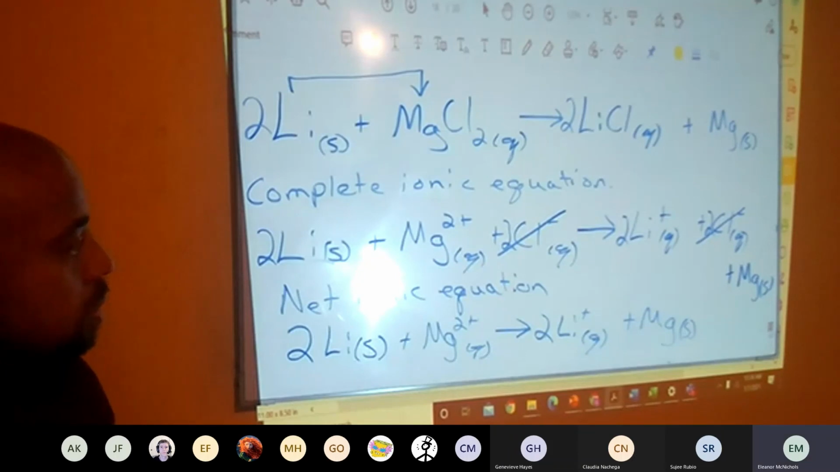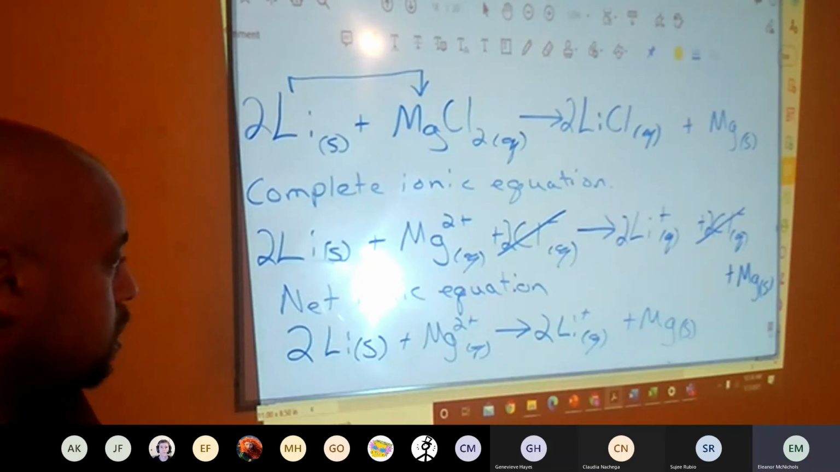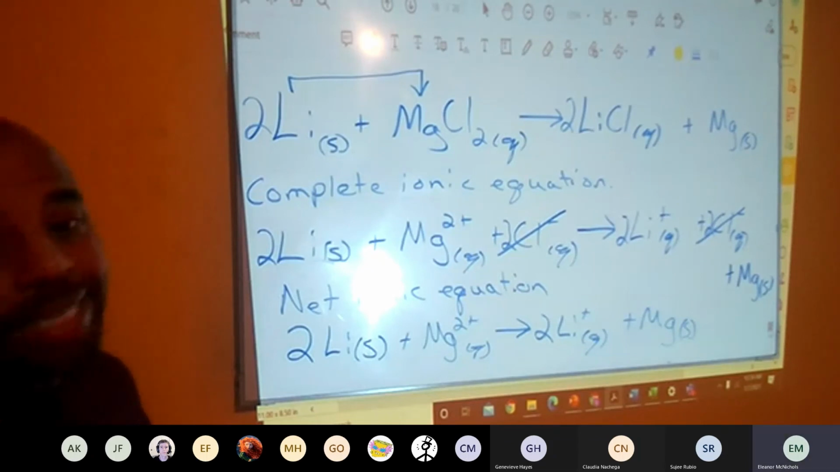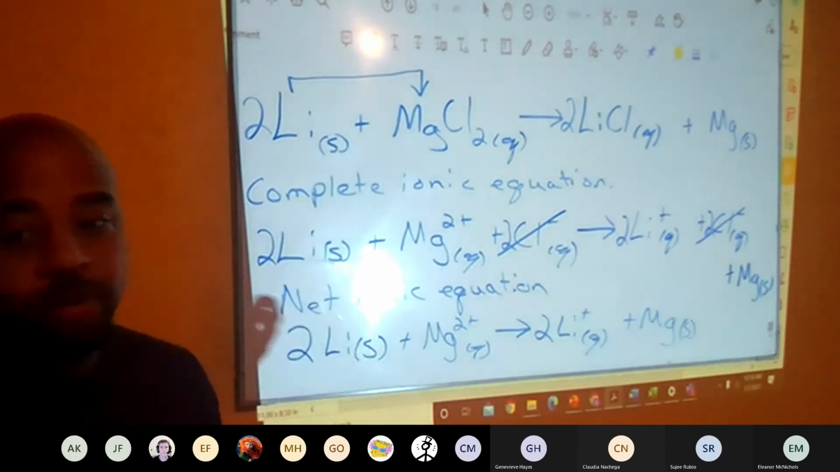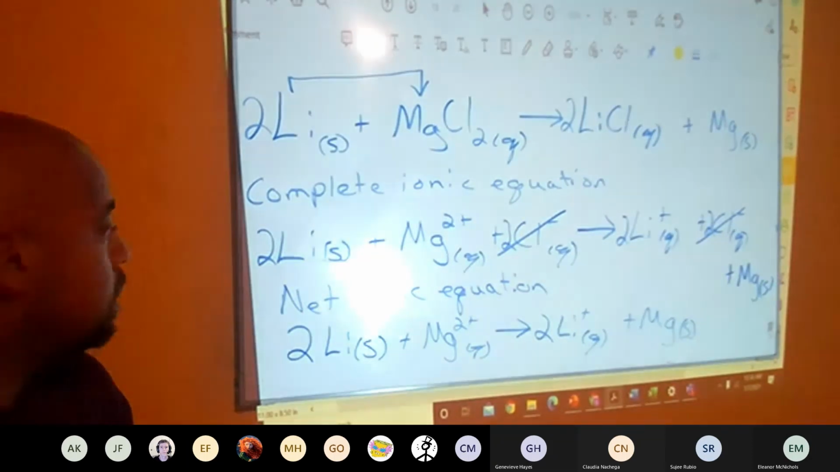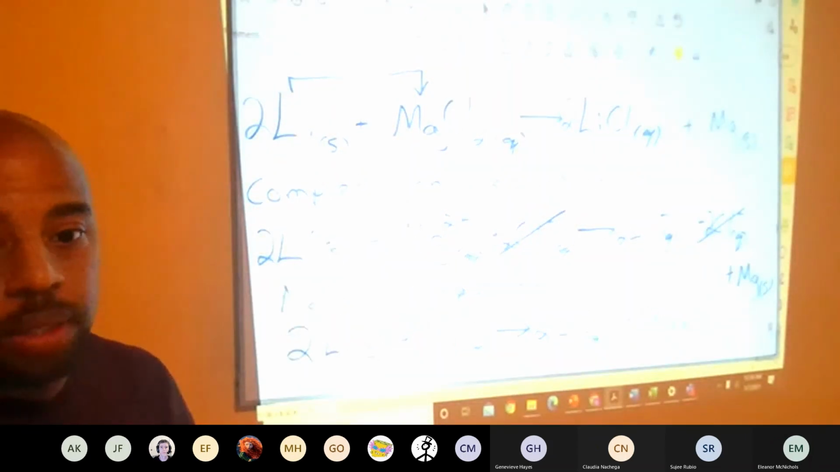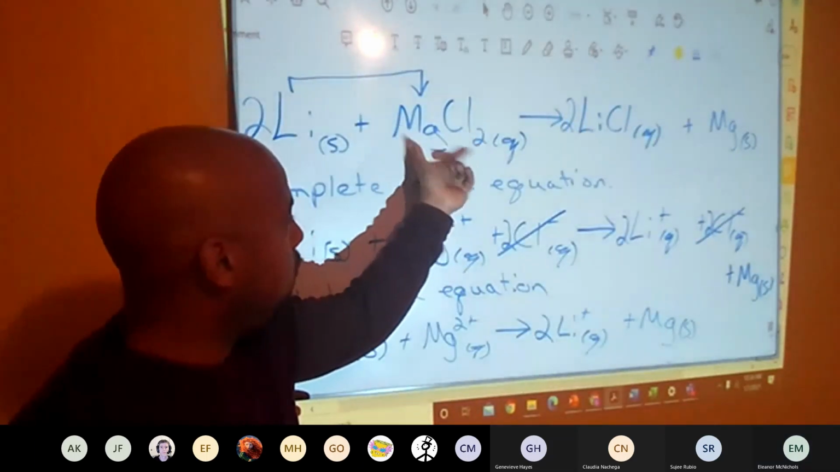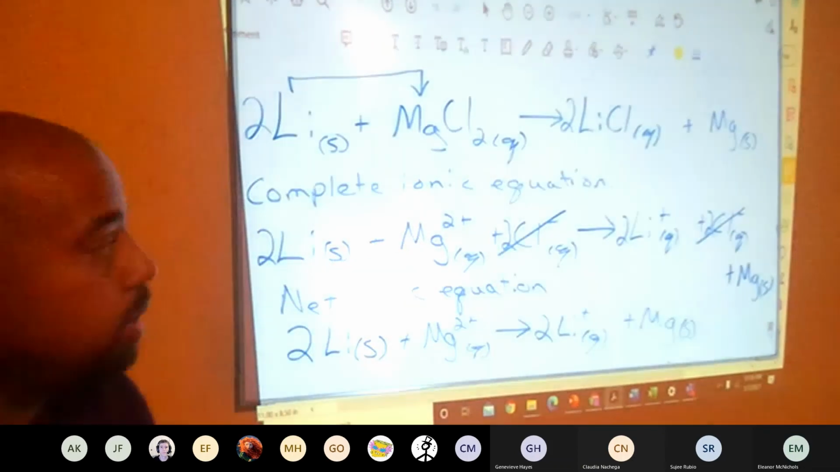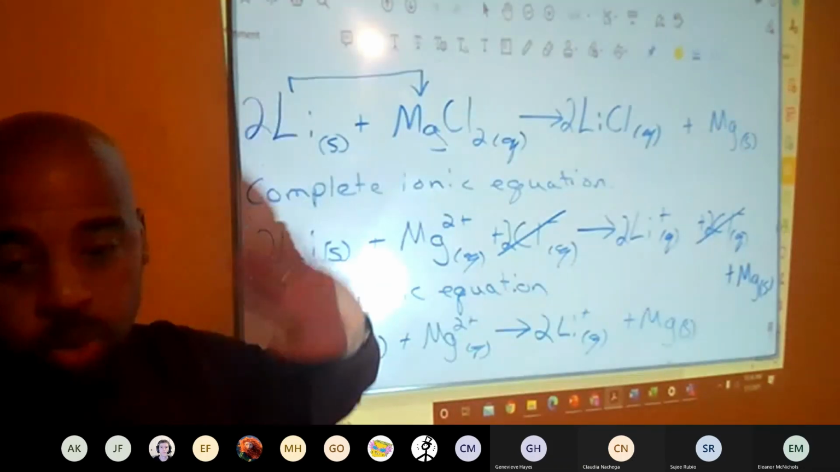Why do you not need the plus or the minus when the element is a solid? Because it's not an ion. Remember, ions are things that don't have the same number of electrons as they do protons. Li has the same number of electrons as it does protons. It's just a neutral element, just a solid piece of metal. These are ions right here. Inside that compound, there are ions, and they don't have equal numbers of electrons and protons.